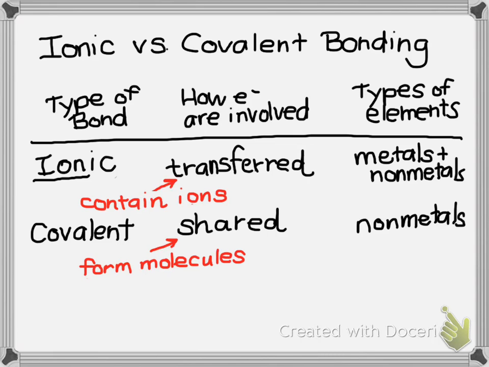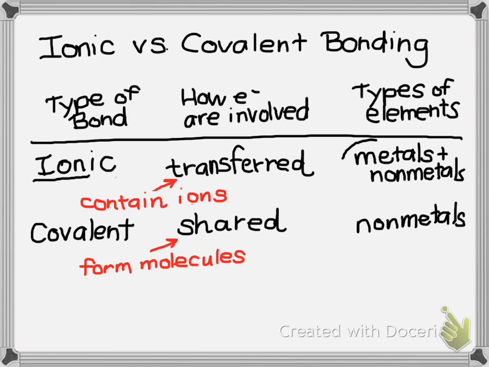These ions occur because the metals on the left-hand side of the periodic table lose electrons, forming a cation, or a positive charge. The nonmetals then gain the electrons, forming an anion, or a negative charge. And the attraction between the positive metal ion and the negative nonmetal ion creates the ionic bond. So in the ionic bond, we say the electrons are transferred.